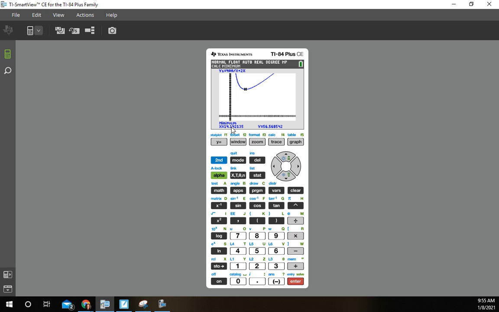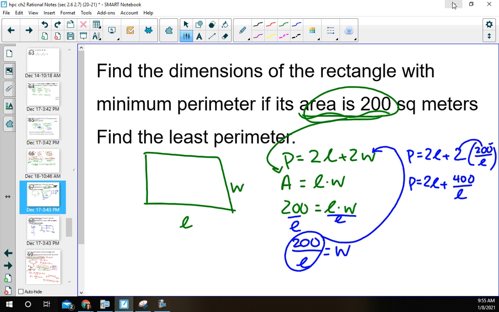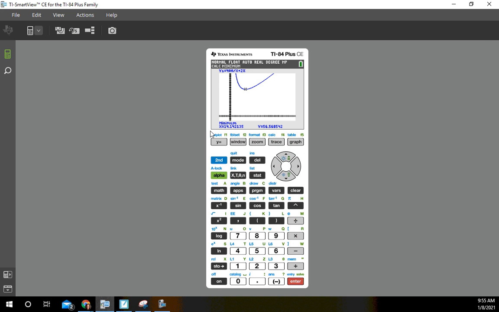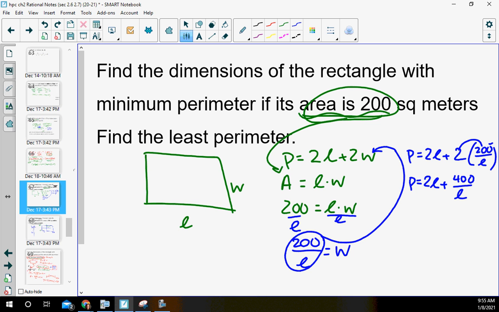And then I also have this minimum value. So what did I find? Width? No, my length as my 14.14. So if I needed to find my width, I could find it based on plugging 14.14 back in. Probably easier to plug into this one. So 200 divided by that 14.14 will get you your width then.